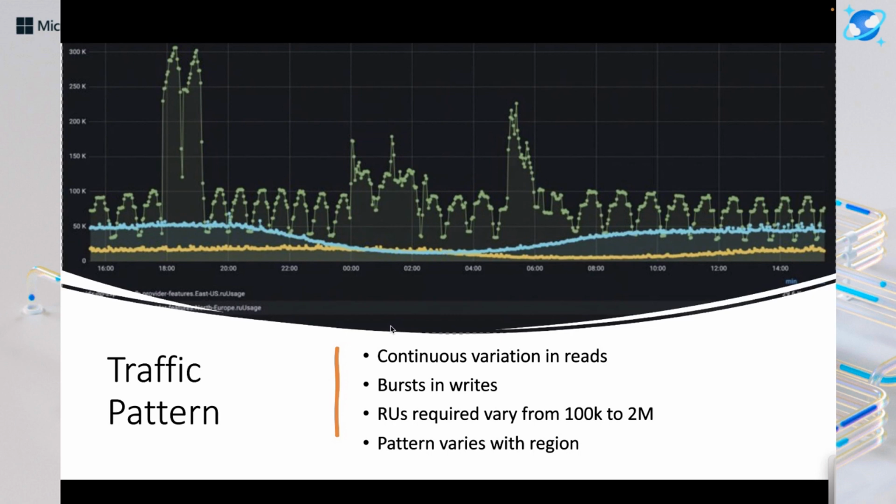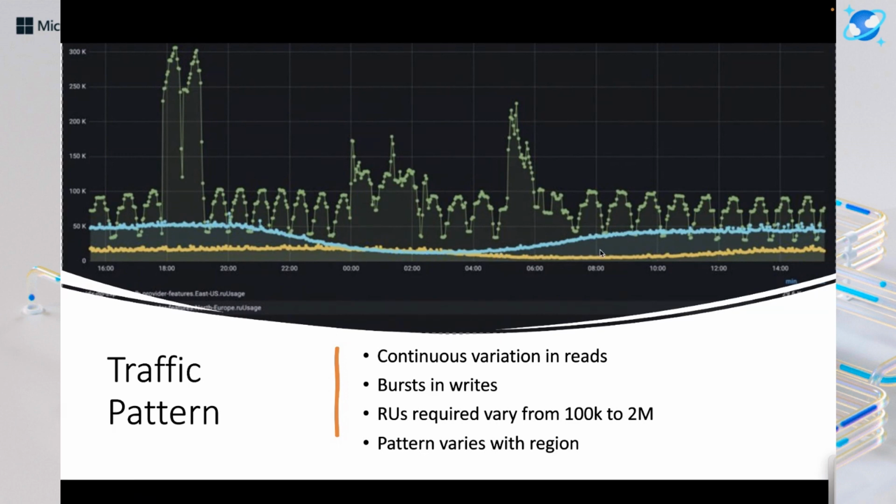There's a continuous variation in the reads, as you can see here. There's a gradual pattern based on the time of the day, so the amount of traffic in these regions is varying. You would also be seeing these peaks. These peaks are basically the bursts of writes, the result of the batch jobs I was showing you earlier. And the pattern, as you can see, clearly varies with every region based on the time in that particular region.